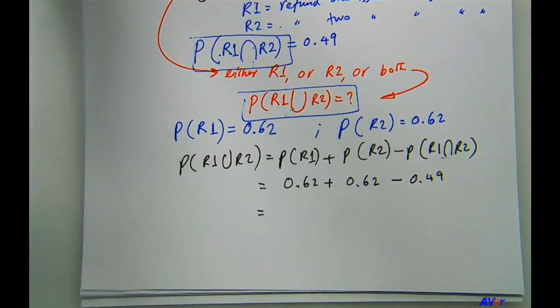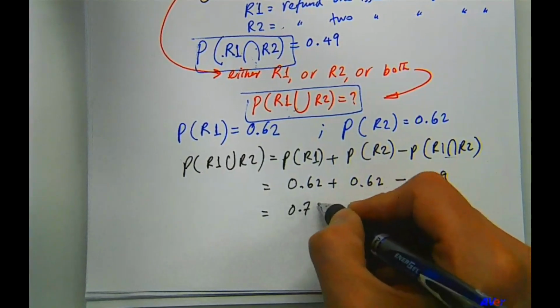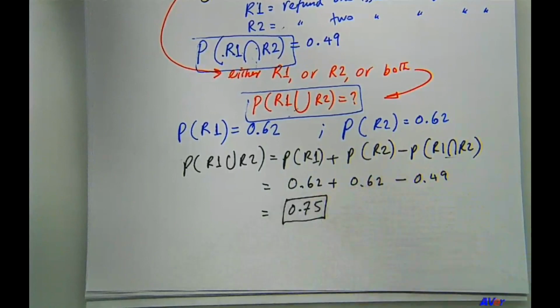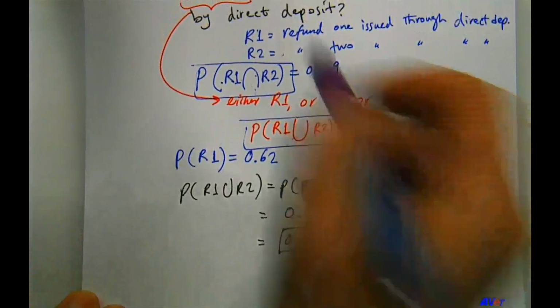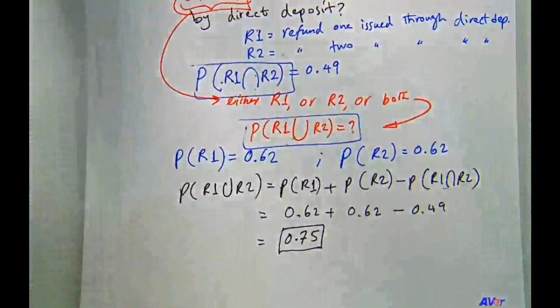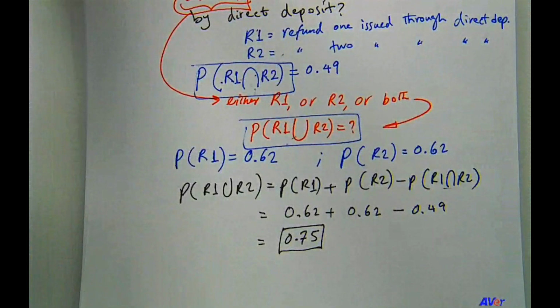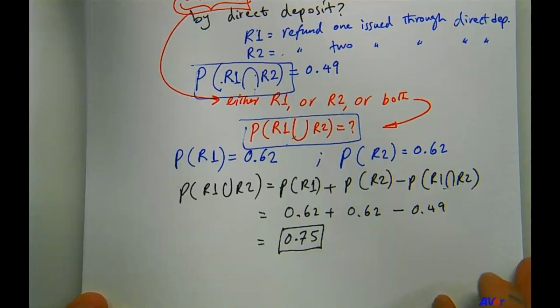So we do the algebra on this, and we get 0.75. One, I can't emphasize more to you that when you see this, at least, the question is asking for the union event. Okay. So let's see another example.